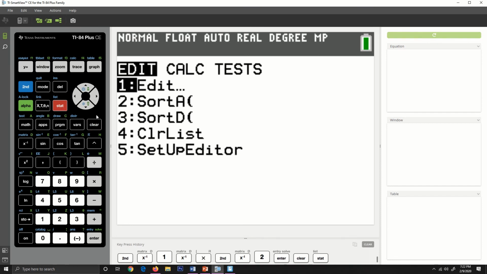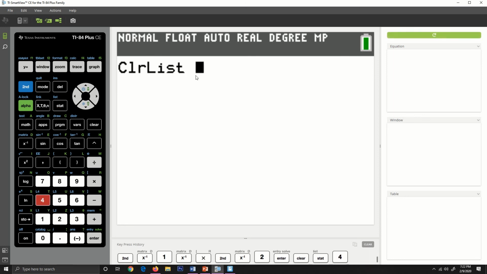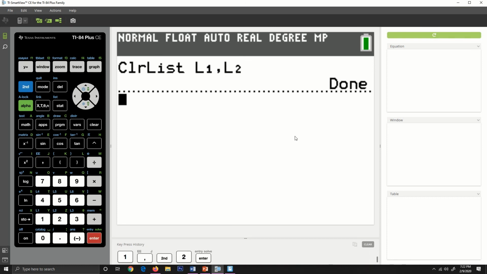The first thing we want to do is always clear out the list because we don't know who put data in there before. So I'm going to hit 4 for clear list. Now we have to tell it what list to clear out. If you look at the top of your numbers here, L1, L2, L3, L4, L5, and L6, those are 6 different data lists that you can create at one time. We only need L1 and L2, so I'm going to hit second, 1. That's going to have me clear out list 1. I'm going to hit the comma button, second, 2. That's going to clear out list 2. I'm going to hit enter. It's going to say done.